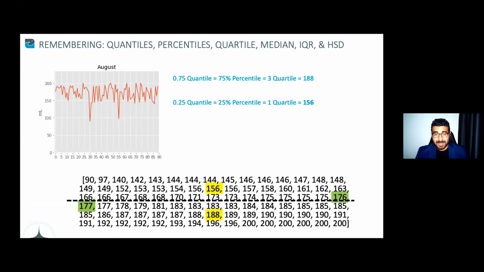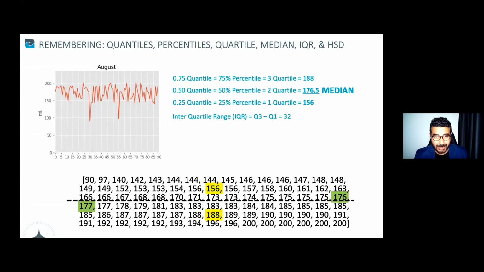And then if I ask you which element is at the middle of this whole list of values, you'd say, Jair, there is not one single element there, but it's somewhere between the 176 and the 177. So why not have this as the median? This middle element is called the median. So far, so good, I hope.